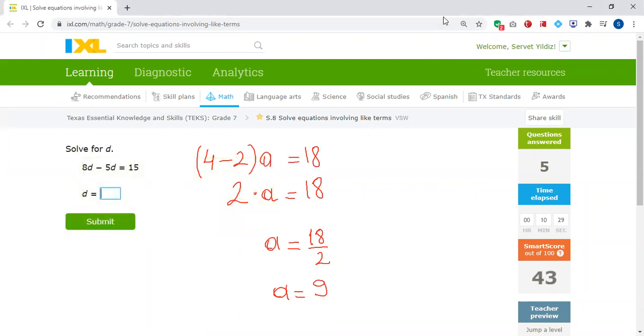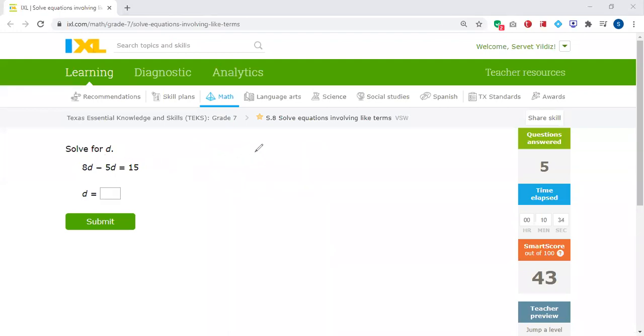And another similar question. So d, as you can see, both of them have the same variable d. 8 minus 5 times d is going to be equal to 15. 8 minus 5, I'm sorry, because we write the variable out and then we are going to just combine the coefficients.